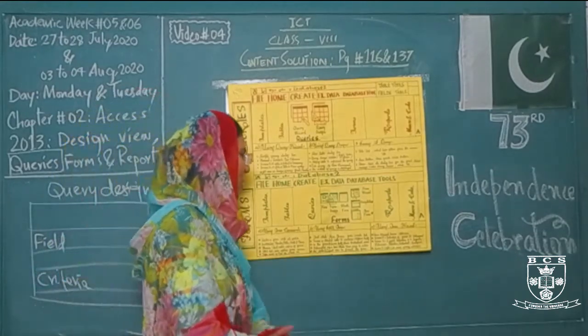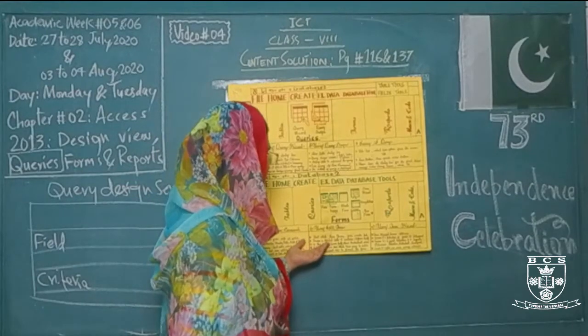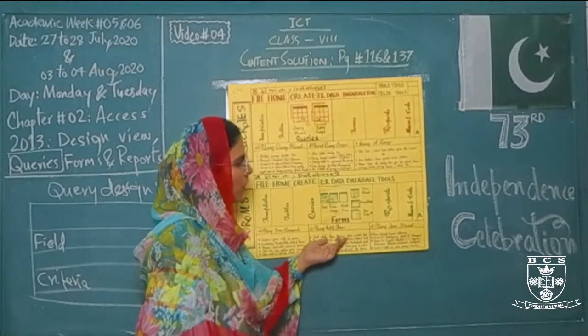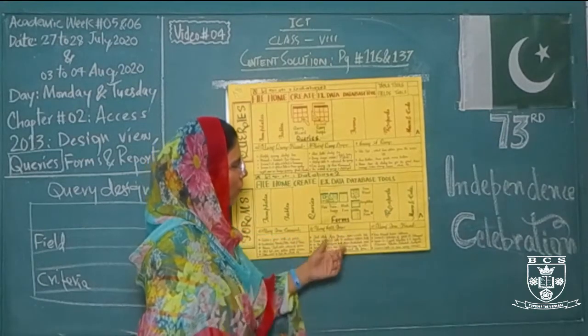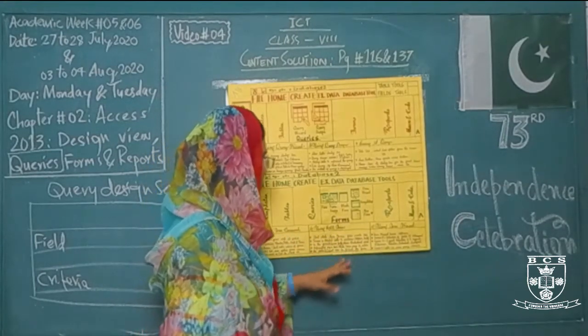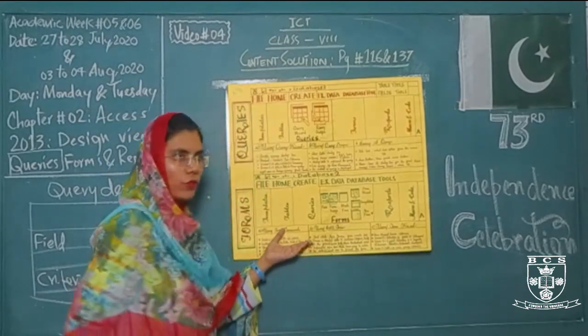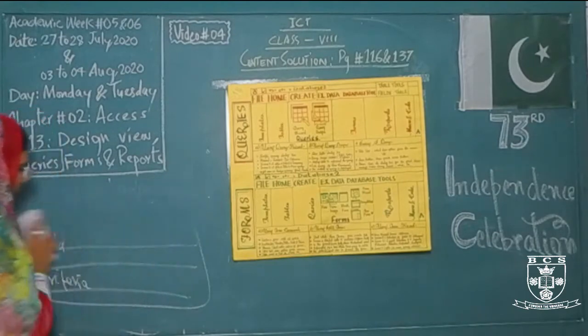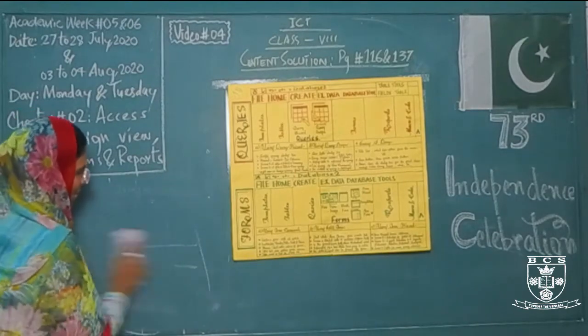The second way is using split form. So for using split form, firstly we have to click the more forms button. So this is more forms button. After clicking this button, a form is created on the screen, and the screen that we have on the computer for the form, it is divided into 2 different parts.